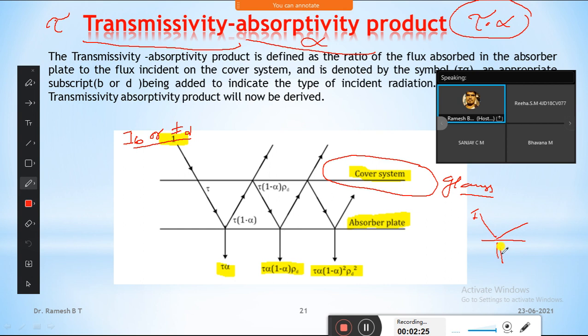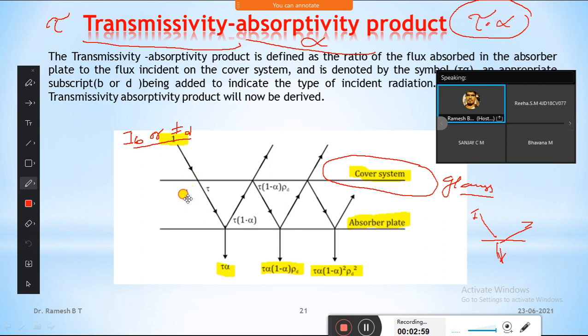Refracted means it will transmit through the medium or system, and reflected means it may be reflected back to space, or it may be reflected and strike another surface. The same thing happens here. If the radiation from the sun falls directly onto the cover, then because of the transmittivity it forms the tau value. First it forms the tau value.